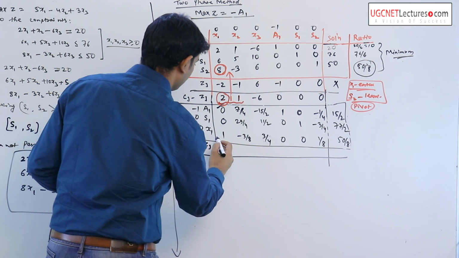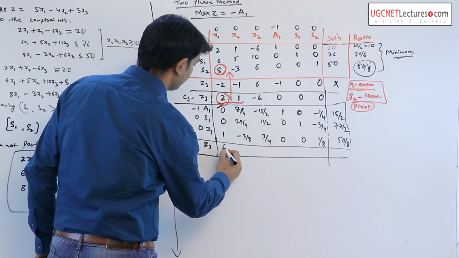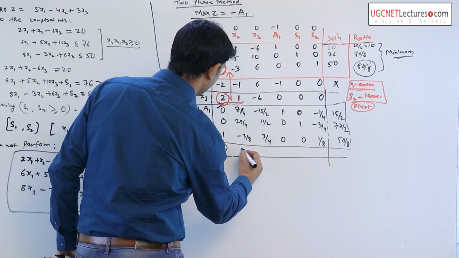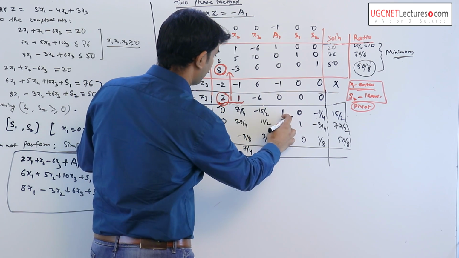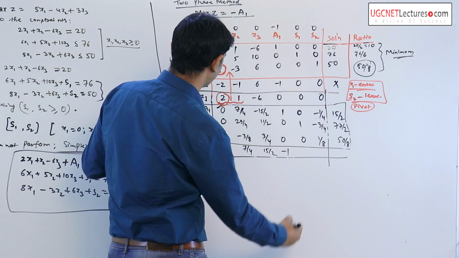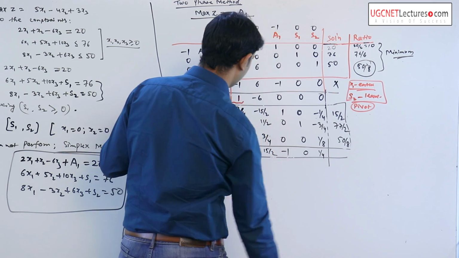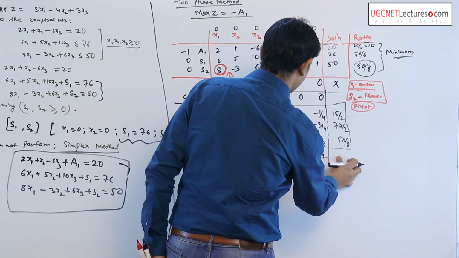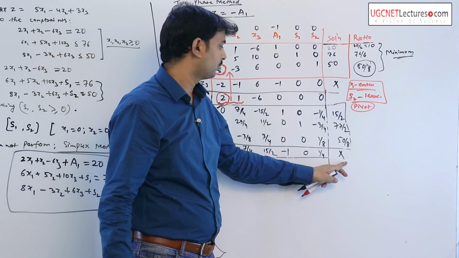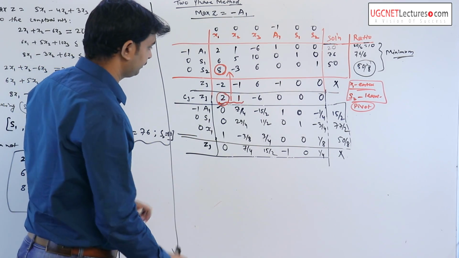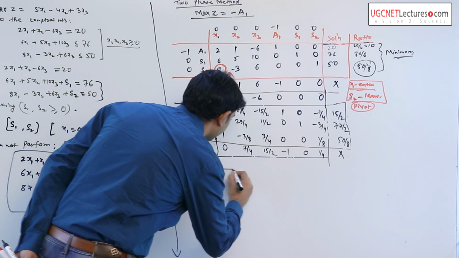For computing Zj, so minus 1 into 0, 0 plus 0 into 0 plus 0 into 1, it will give 0. Minus 1 into 7 by 4 will give minus 7 by 4. It will give 15 by 2. Minus 1 into 1, minus 1. 0. 1 by 4. As the artificial variable is still in the table, we do not have to write z. Here, for the optimal criteria, we have to calculate Cj minus Zj.